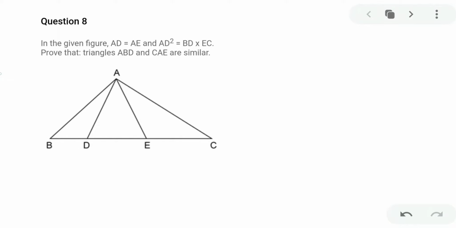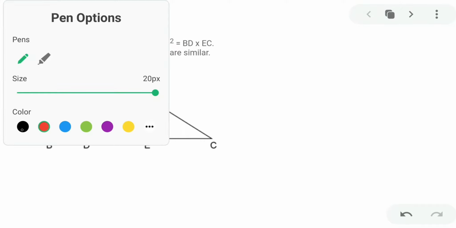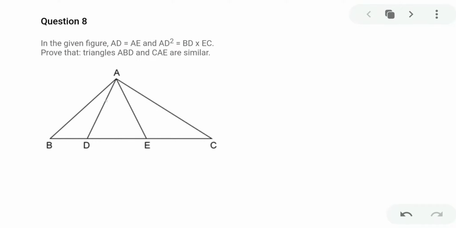In that, we have this as problem number 8. Let's see how well we can do it. It is said that in the given figure, AD is equal to AE. So this part is given to this part. So we have AD square is equal to BD into EC. So this is given to you.